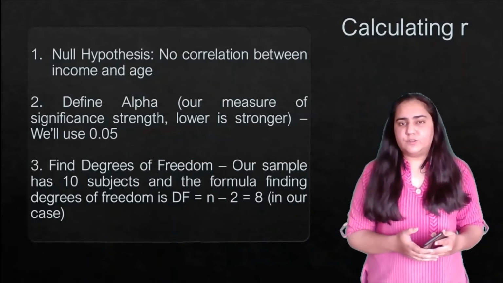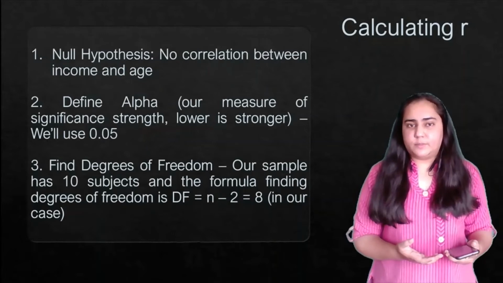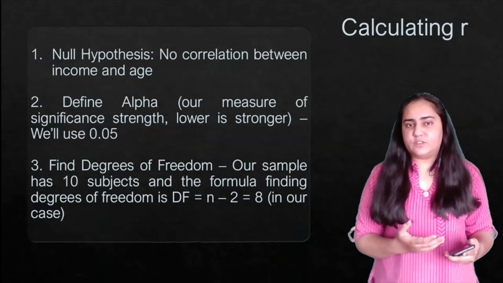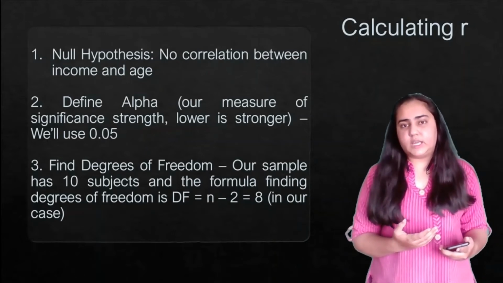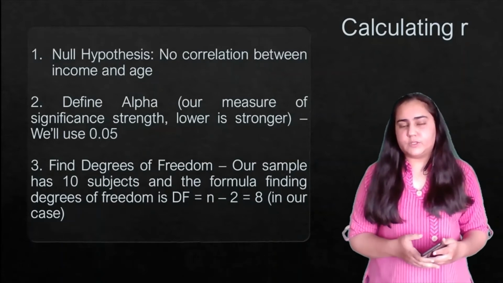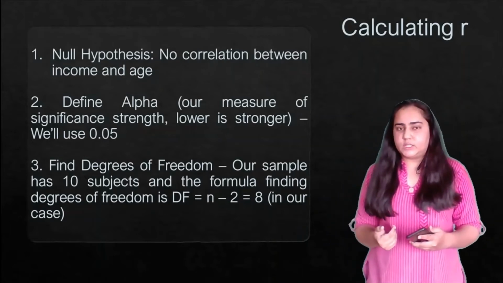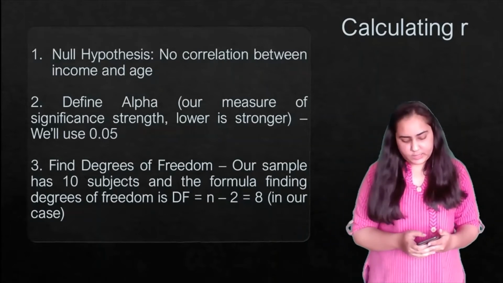The third step is to find degrees of freedom. Now our sample has 10 subjects. So the formula for finding degrees of freedom, which is denoted as df, is equal to n minus 2, which is 8 in our case. So we found the alpha, we found the degrees of freedom, df, which is 8.